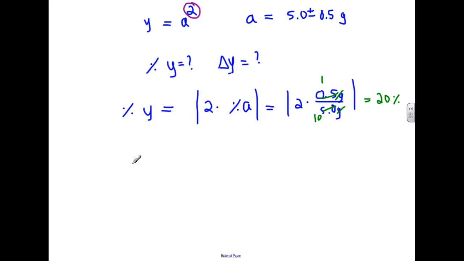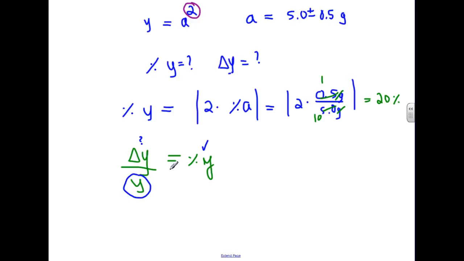To get the absolute uncertainty in y, well, we're going to need more information. We need y. We need the percentage uncertainty in y. Right? Percent is absolute over value. We know percent uncertainty. We're looking for absolute uncertainty. So first we find the value of y, so we can plug it in and calculate delta y.